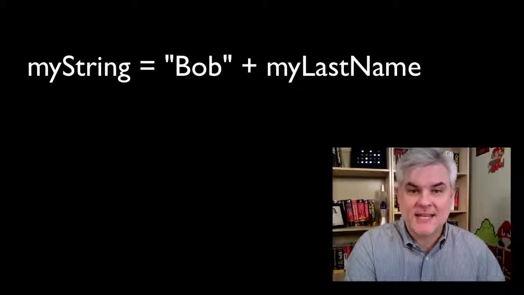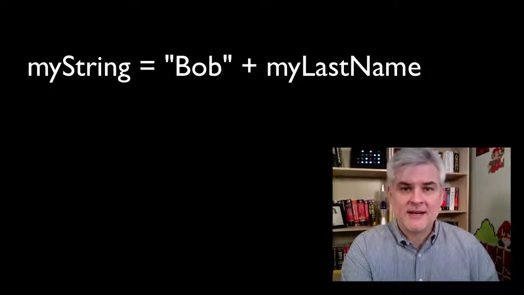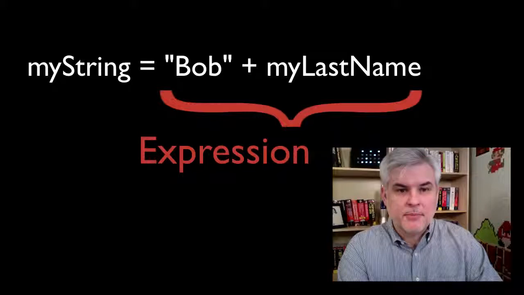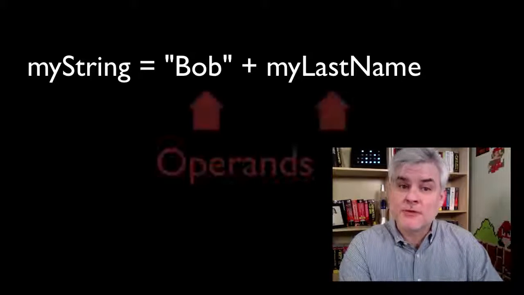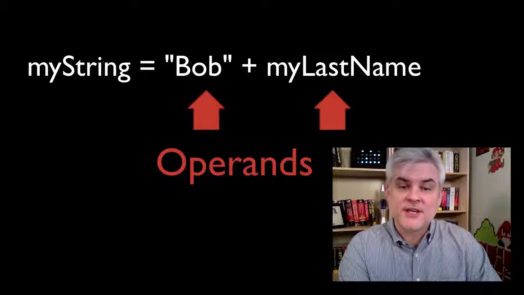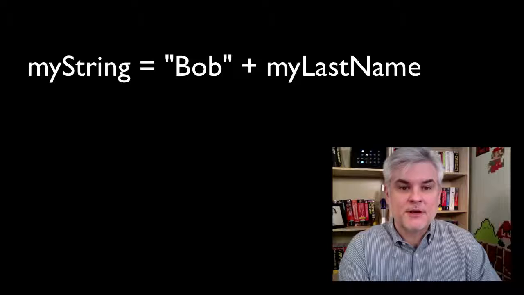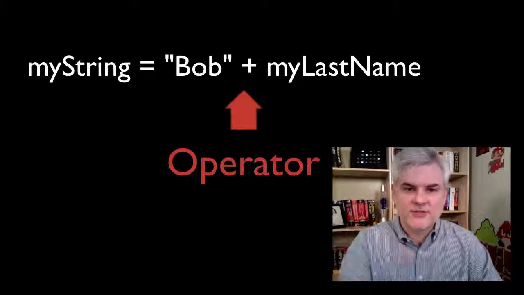The myString = "Bob" + myLastName. Okay, again, here's an expression. The "Bob" + myLastName is the expression. It's made up of operands and operators. The operands are literal strings like the literal string Bob, and the variable myLastName. The operator is the plus sign. And there are others.